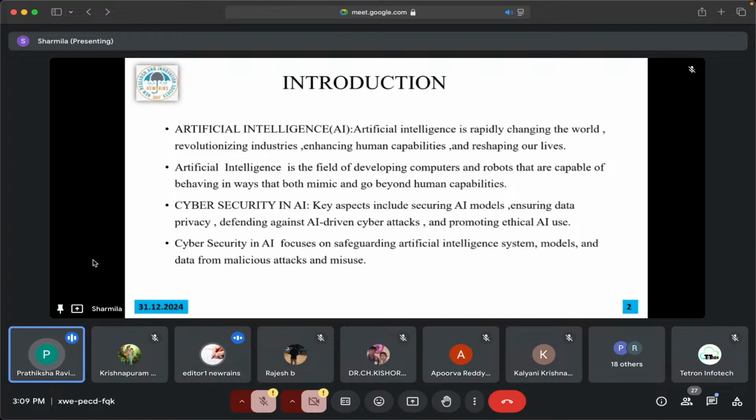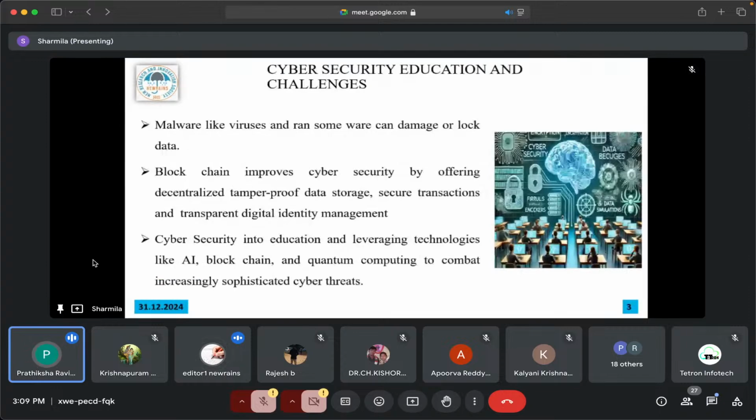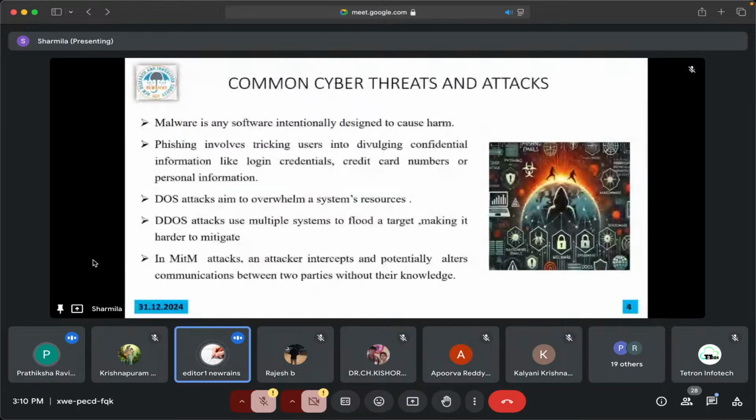Blockchain improves cybersecurity by offering decentralized tamper-proof data storage, secure transactions, and transparent digital identity management. Cybersecurity into education and revising technologies like AI, blockchain, and quantum computing to combat increasingly sophisticated threats. DoS attacks aim to overwhelm a system's resources. DDoS attacks use multiple systems to flood a target, making it harder to mitigate. In a MITM attack, an attacker intercepts and potentially alters communications between two parties without their knowledge.